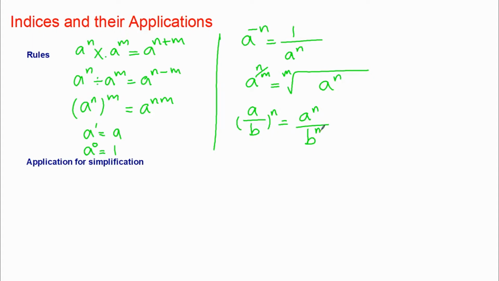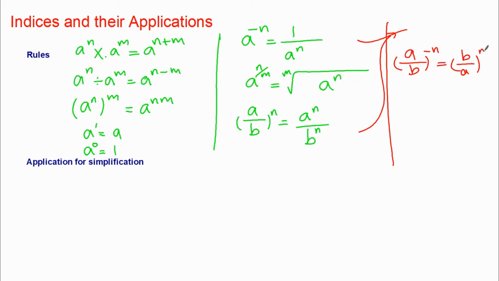If we combine basically this one and this one, what we get is that a over b to power of minus n would be b over a to power of n. So we're just reciprocating and we are changing the minus to positive.